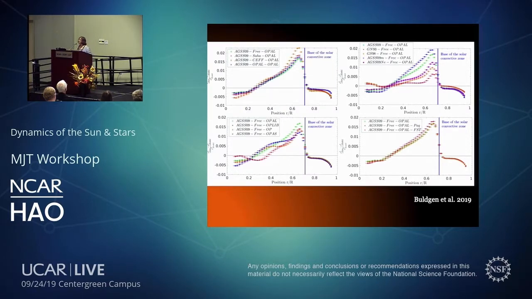Decided to make models changing one physical element at a time and doing the inversions. So this is where he keeps the abundances to the higher of the Asplund abundances and changes the equation of state. Yeah, slight, but not much improvement. This is where you keep the equation of state and opacities constant, but change the abundances. Yes, of course, that improves things.